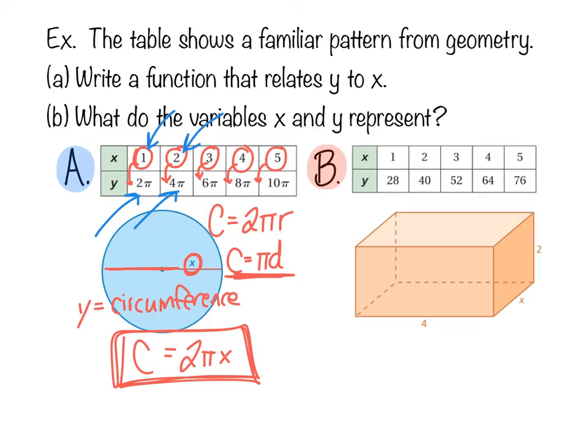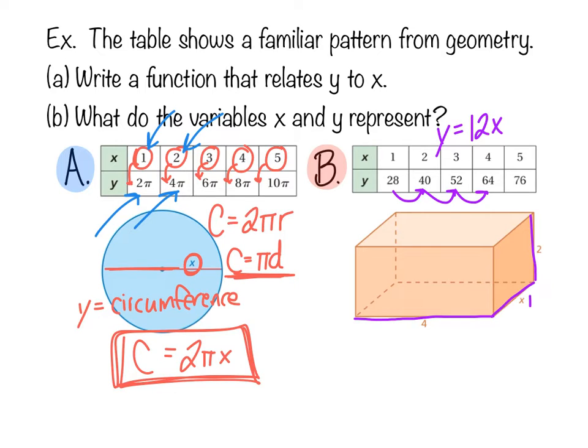Example B is a little trickier. Right, we've got a length of 4, we don't know what the width is, and we know the height is 2. And it's a rectangular prism. So when I plug in 1 for x, I'm supposed to get 28, and I'm supposed to know what 28 means. And when I plug in 2, I get 40, and I plug in 3, I get 52. So it's increasing by 12 each time. So I can tell it's increasing by 12, so that would be the slope.